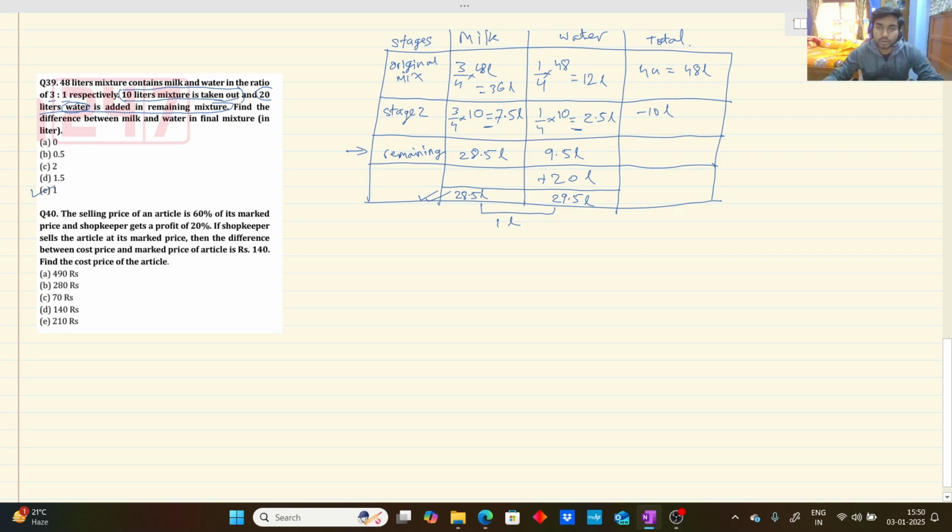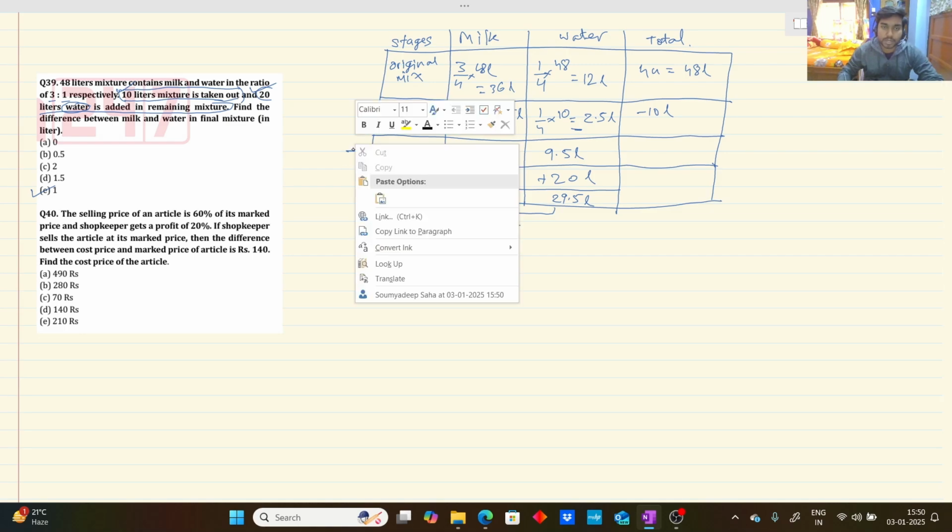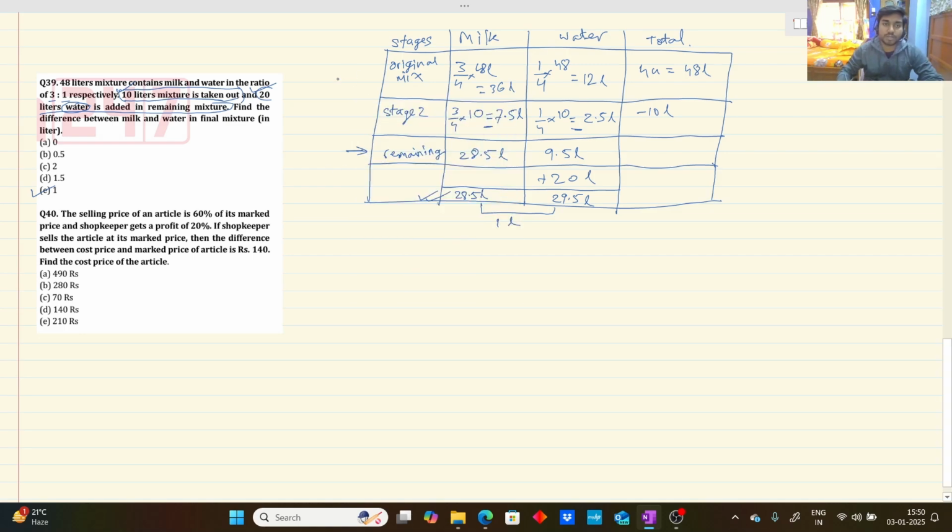So if we follow this structure of making a table and going step by step, stage by stage of my mixture, and if we just focus on only one operation at a time, and after each operation we calculate what is the status of my original mixture. If we follow just this structure, then no question will be wrong.